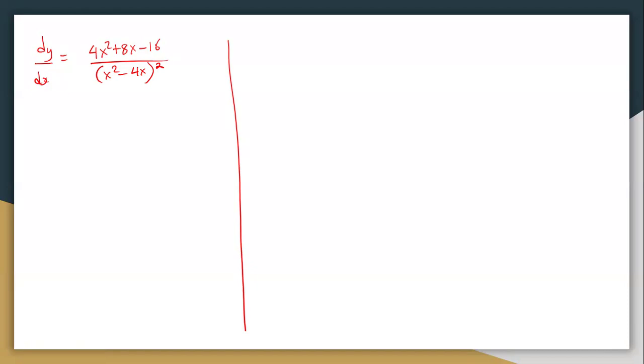About turning points. At turning points, dy dx is equal to 0. So if it is equal to 0, we will have 4x squared plus 8x minus 16 is equal to 0. Hope you have understood why this one has vanished, right?